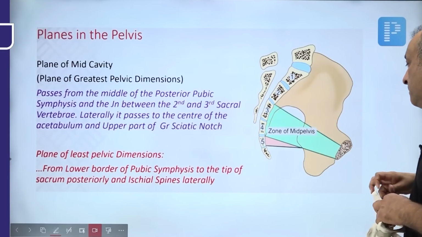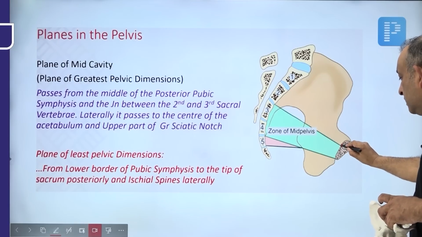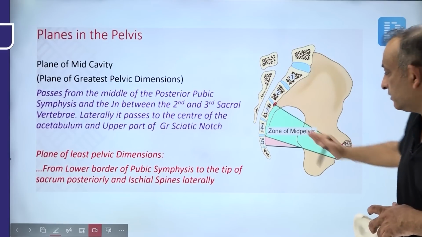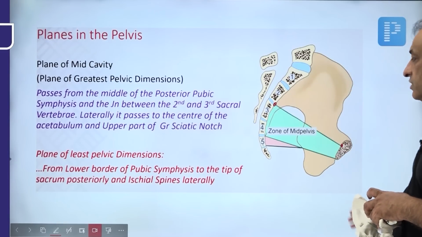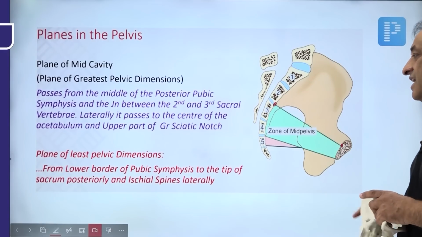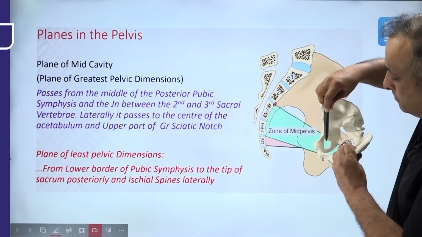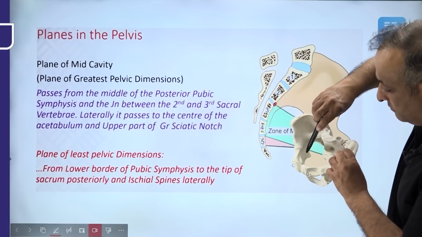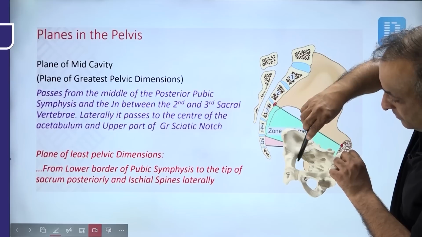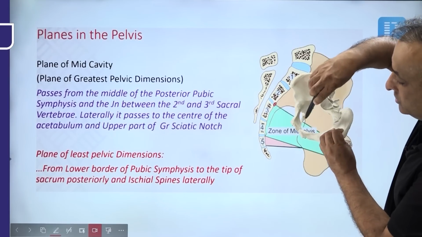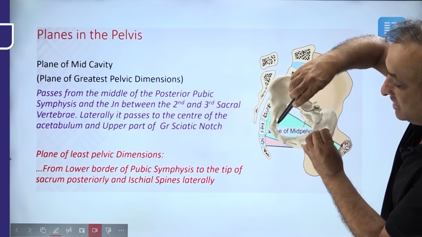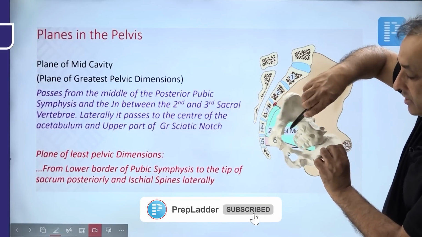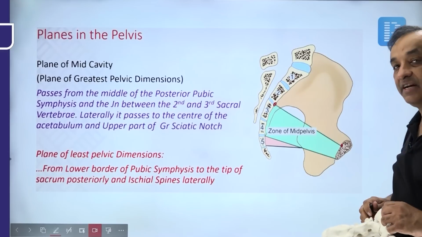So from the back of the pubic symphysis to the junction of the second and third sacral vertebra, can you see? There is maximum concavity here. So there is maximum space in this area. And laterally it passes to the center of the acetabulum and upper part of the greater sciatic notch. So center of the back of the pubic symphysis, center of the acetabulum and the greater sciatic notch and second and third sacral vertebra. So that is the plane of greatest pelvic dimensions.